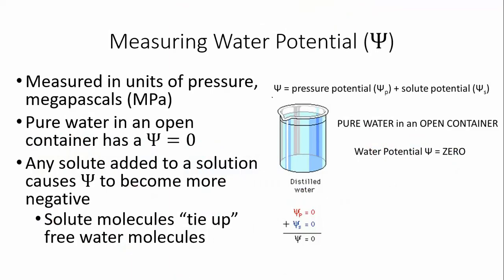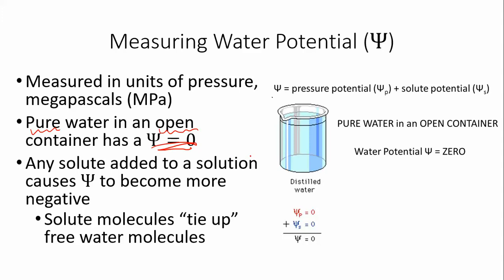So, how do we measure water potential? Well, it's measured in units of pressure. If you're having water potential calculations, they'll give you the unit, so you don't have to worry about what unit of pressure they're using because there's several. All right, so the standard is pure water. So plain water, nothing dissolved in it, in an open container has a water potential of 0.